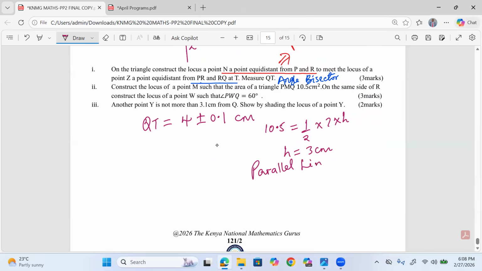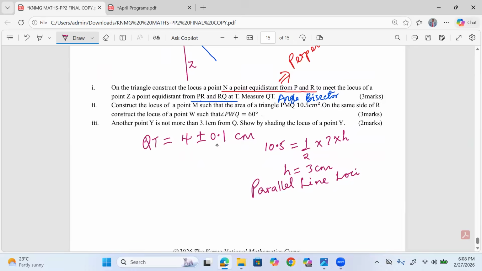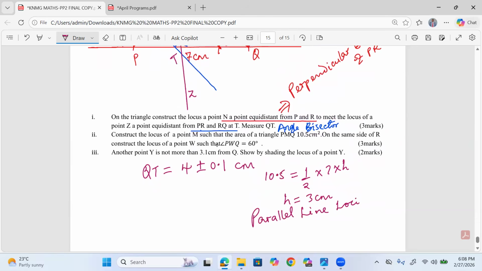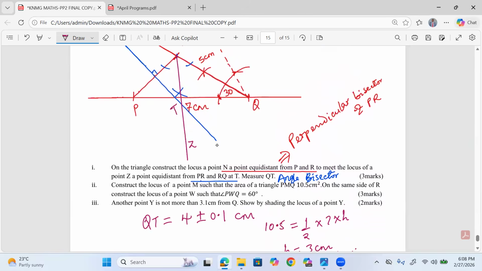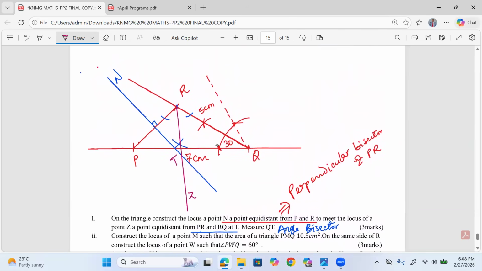Parallel line loci, or locus, whereby we now need to draw a parallel line to PQ, which is 3 centimeters away, either above or below. The best way of constructing the parallel line is raising a perpendicular at P and you prolong it. Then you also raise a perpendicular at Q. You extend it to the lower side.